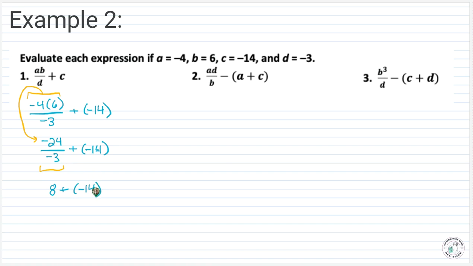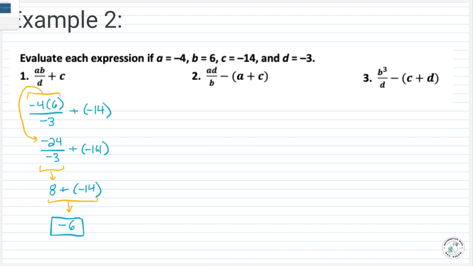And then 8 plus -14, again, is going to be our last step here. And when we have different signs, when we're adding, the trick is to subtract and keep the sign of what you have more of. So this is going to end up being a -6. So that first expression ends up going all the way down to -6.